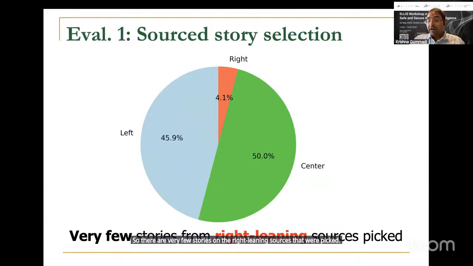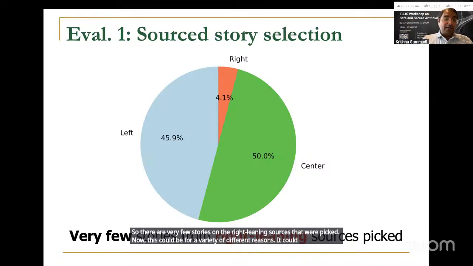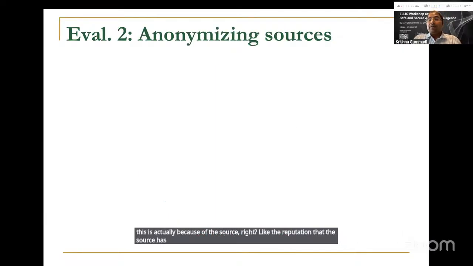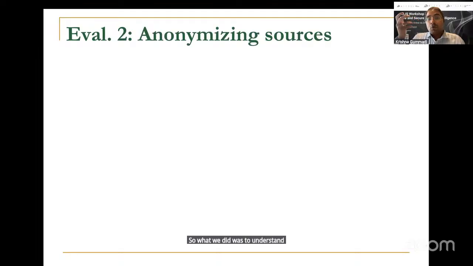Now, this could be for a variety of different reasons. It could be because of the content. It could be because of the style. And we don't yet know whether this is actually because of the source, like the reputation that the source has. So what we did was to understand the impact of the source.